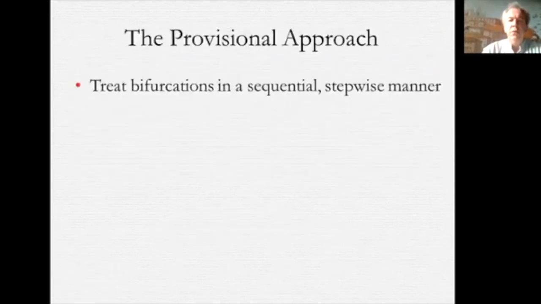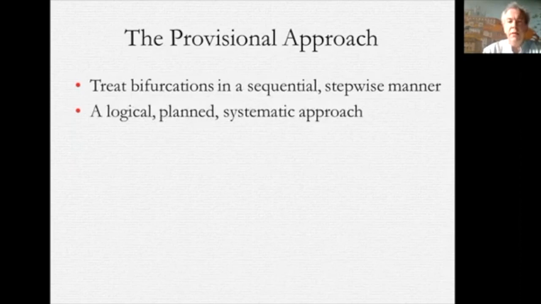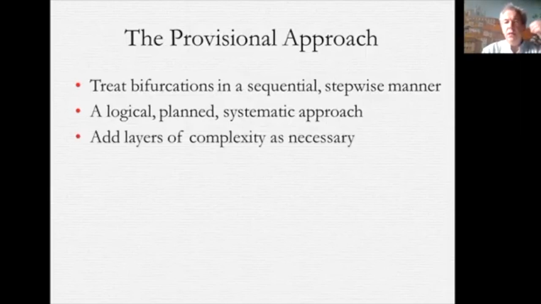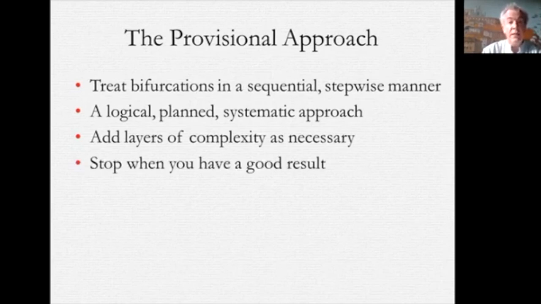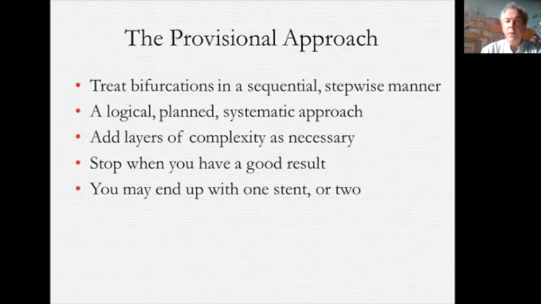So the provisional approach is the most flexible of all approaches to bifurcations. It treats them in a sequential and stepwise manner. It's a logical, planned, progressive, and systematic approach. And key to it is that the layers of complexity are added as necessary and only as necessary. So you stop when you have a good result. This means you may end up with one stent, you may end up with two, but as Jens Lassen says, if you start with two, you can't end up with one.